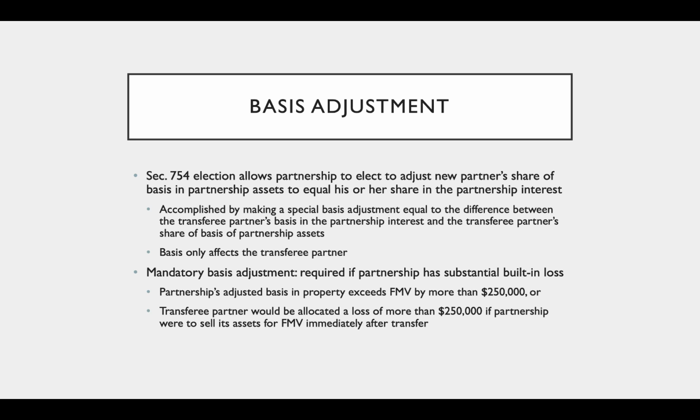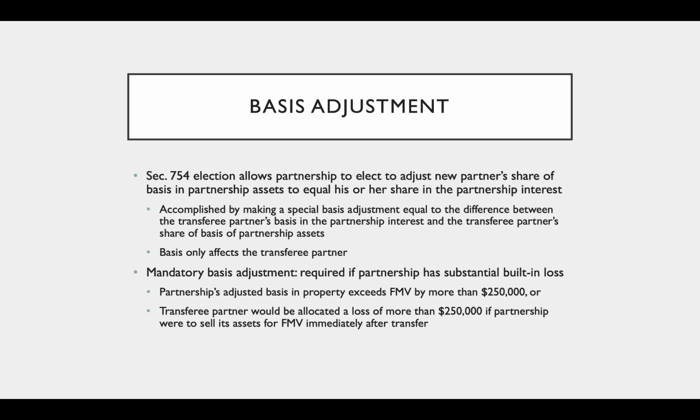And so in that case, they're going to step into the shoes of the leaving partner. So they're just going to take over that partner's share of basis of the inside basis of the asset. So the inside basis and the outside basis for that partner will not be the same. So it's accomplished by making a special basis adjustment equal to the difference between the transferee partner's basis in the partnership interest and the transferee partner's share of basis of partnership assets. And the basis only affects the transferee partner. And this is an optional election.